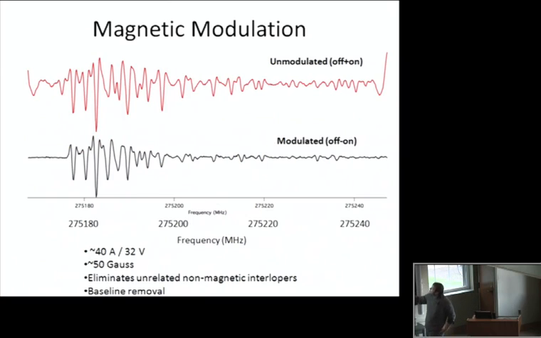The top spectrum is an example of an unmodulated spectrum. So you can see quite a number of lines are present, and this is especially evident at, say, the higher frequency. When you modulate and you end up subtracting the modulated from the unmodulated spectrum, you end up removing the non-magnetic interlopers. And as I mentioned, you can really see this at the higher frequency from the band head. You end up with nice little doublets, which are, of course, the spin rotation from the molecule. The additional benefit to the magnetic modulation is because you're subtracting one spectrum from another, you end up with also a baseline removal.